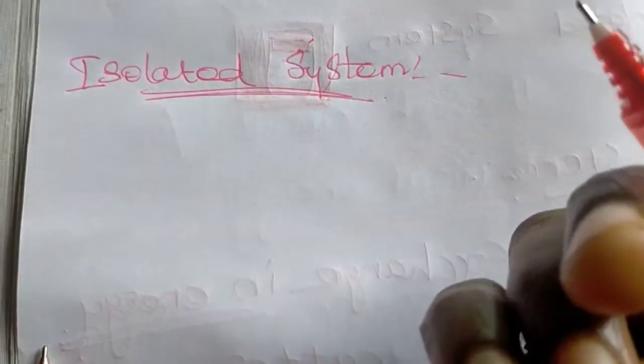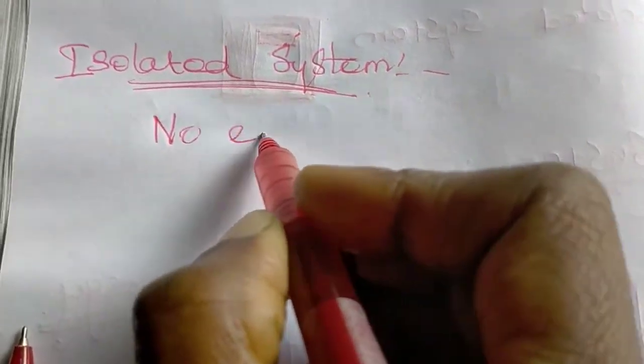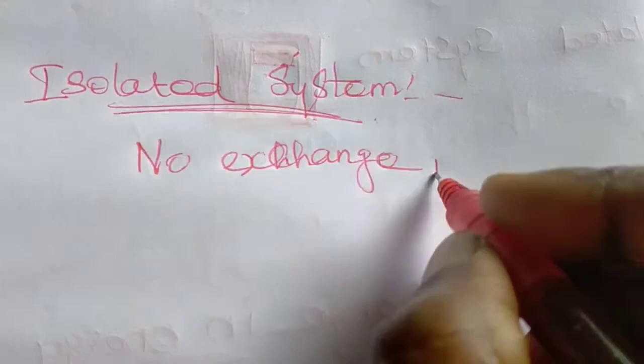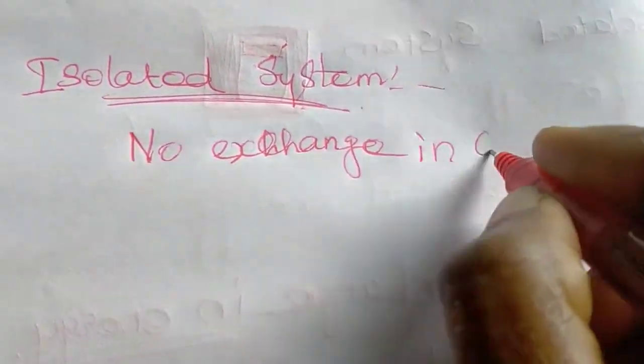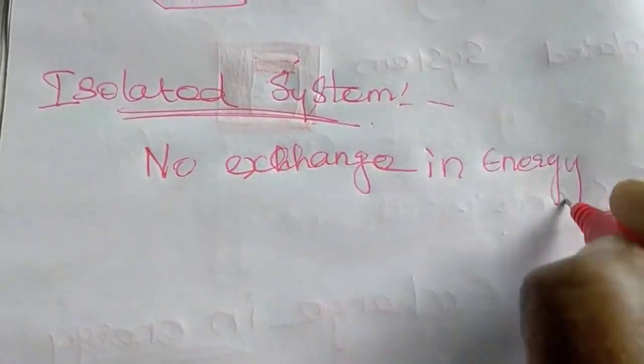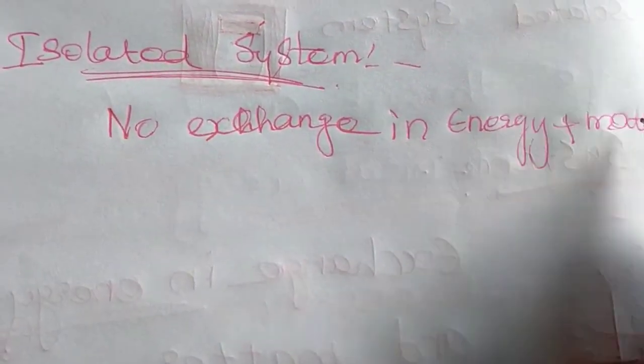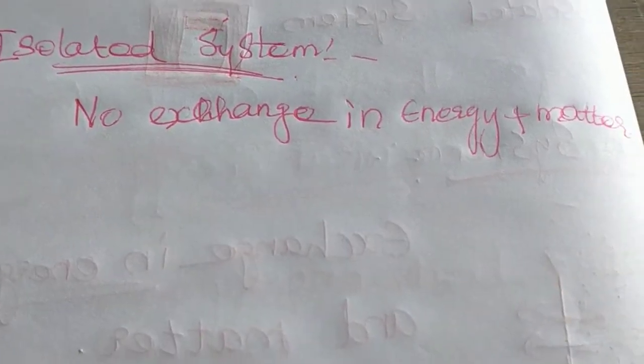So what is an isolated system? The system which cannot exchange matter and energy with its surroundings is called an isolated system. No exchange of matter and energy.